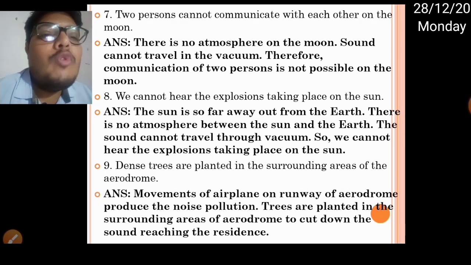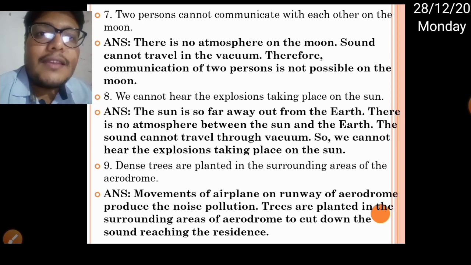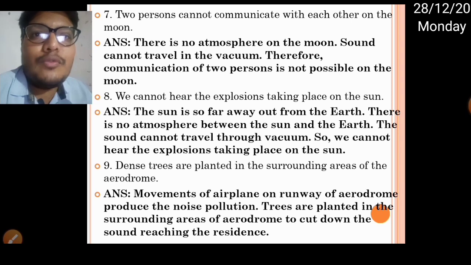See here, the movements of airplanes on the runway of an aerodrome produce noise pollution, right? When an airplane takes off or lands, it is so close to the residential area, right? Just imagine, when an airplane is flying in the sky at some height, we are still easily able to hear its sound. Now think, when that airplane is passing nearby where you are living, what will the sound be? It is so loud, or simply we can say it is noise pollution. So it produces noise pollution.